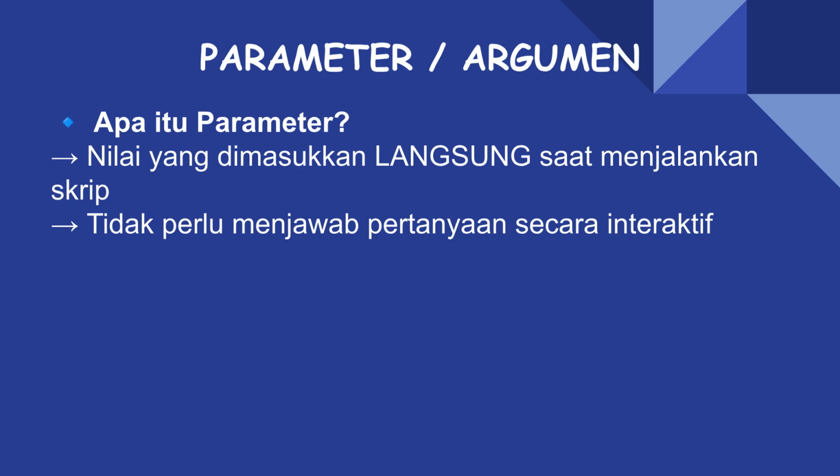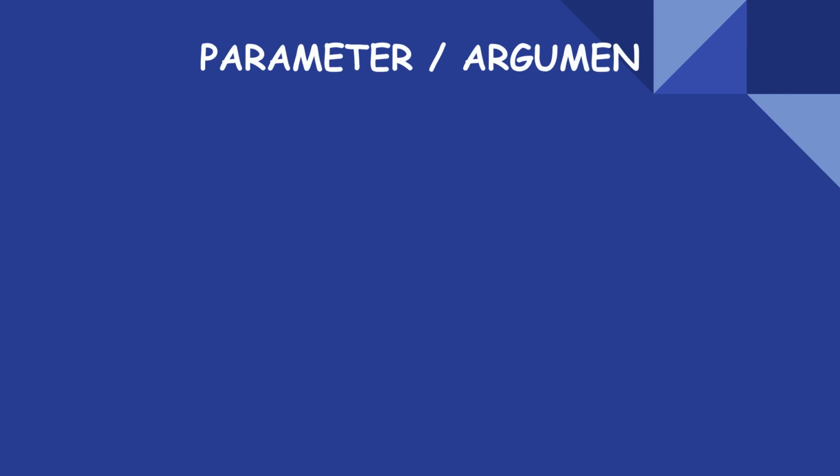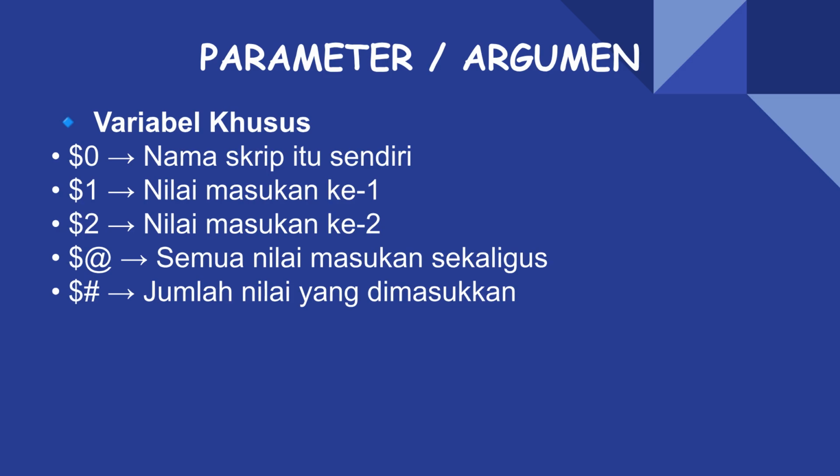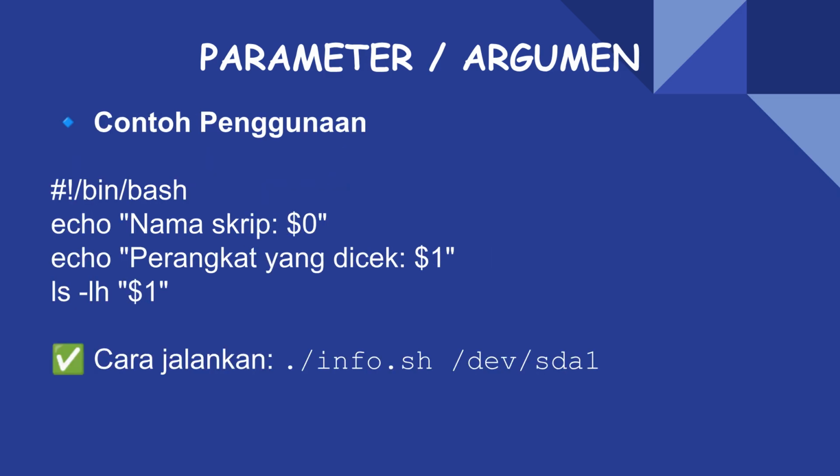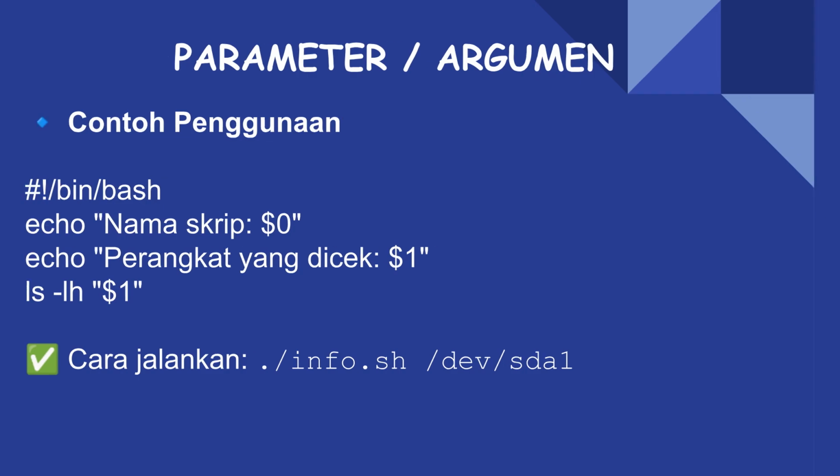Parameters or arguments allow you to pass values directly when running your script, eliminating the need to provide input interactively. Finally, use these special variables: $0 for the script name, $1 and $2 for input values, $@ for all inputs at once, and $# for the total count of arguments provided. Let's look at parameters and arguments. This example demonstrates how to use the $, followed by a number, to represent variables passed to your script, such as the script name and the device being checked.